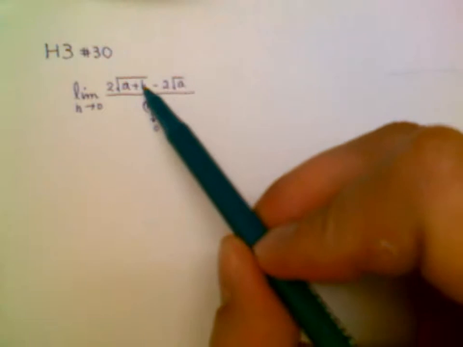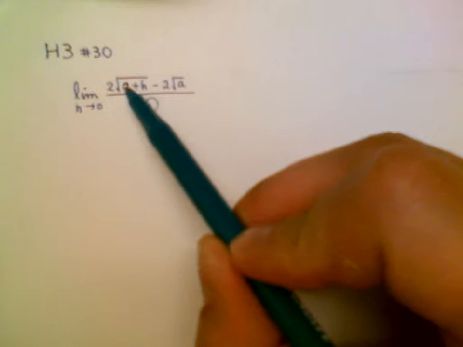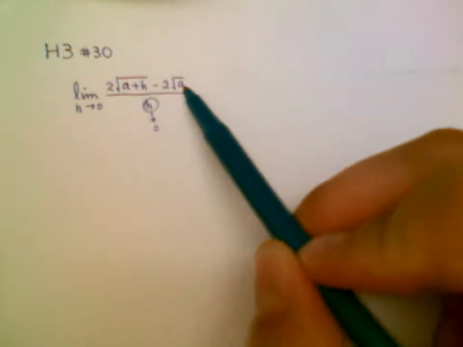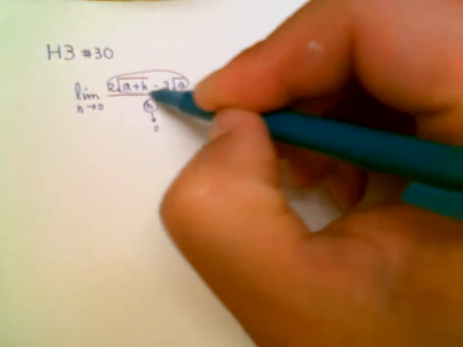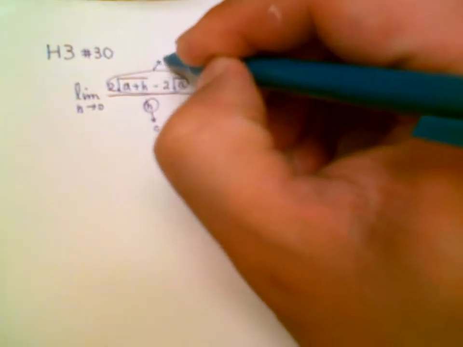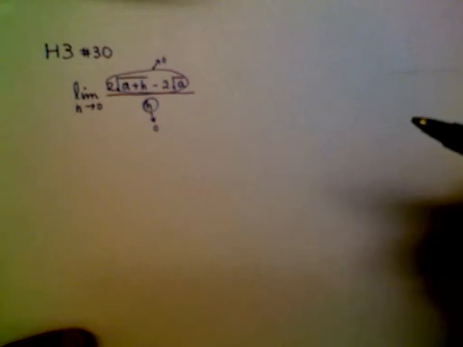And if you plug in 0 on top, you can see that you have 2 square root of a minus 2 square root of a, which means that the numerator also approaches 0. So we need to do something else.